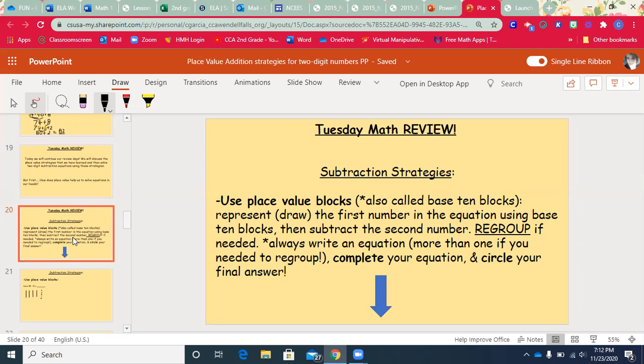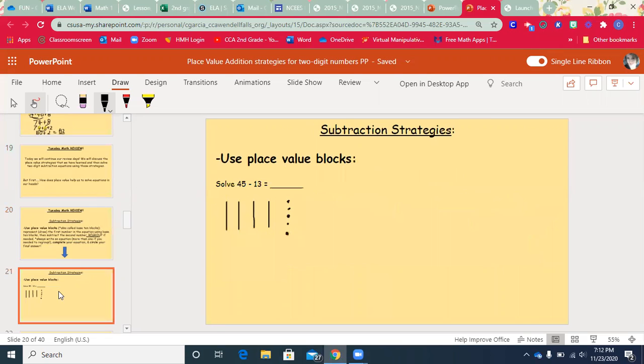So if we don't have enough ones, then we will take one of our 10s, break it up into 10 ones, and add those to the ones that we already have. So let's go ahead and use an example. Place value blocks, solving 45 minus 13.